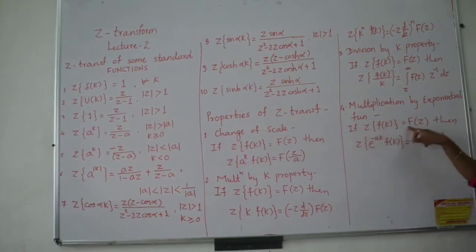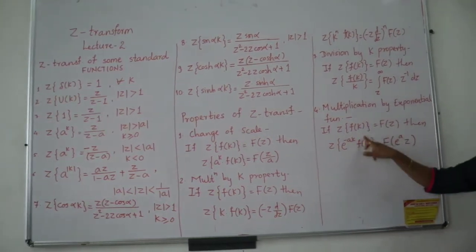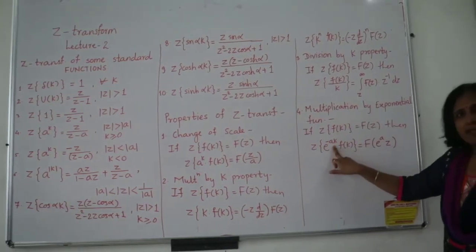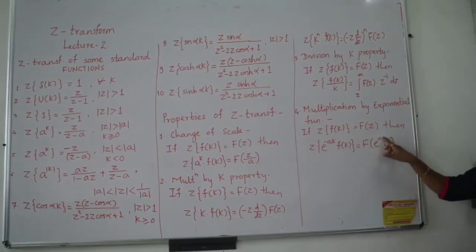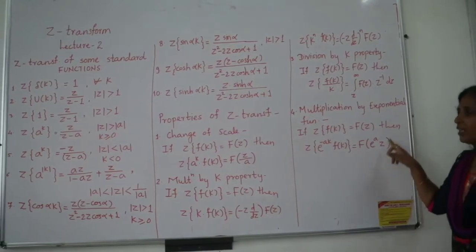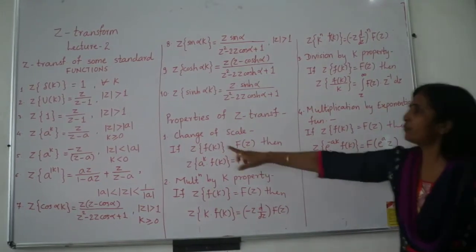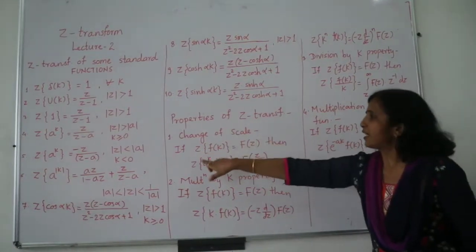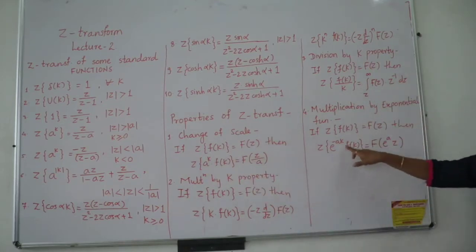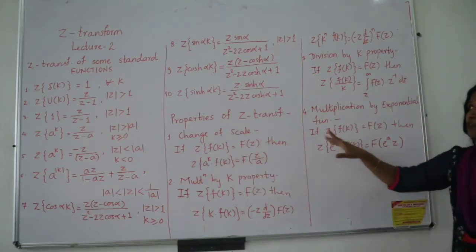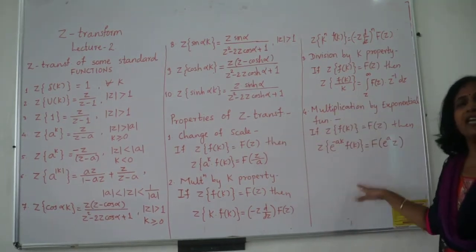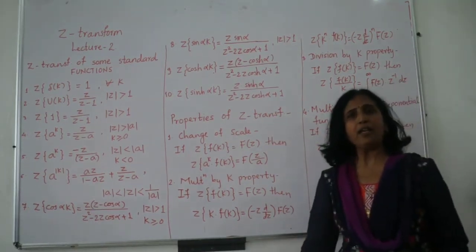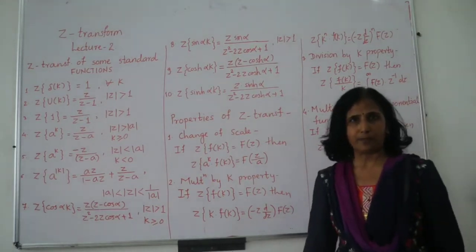Z transform of f of k is equal to F of z. Then when you multiply f of k by e raised to minus ak, z is replaced by e raised to a multiplied by z. It is the same application of change of scale, only here it is an a raised to k function, and here it is an e raised to minus ak function. So these are the standard formulae and some of the properties, and using these we now have to simplify a few examples.